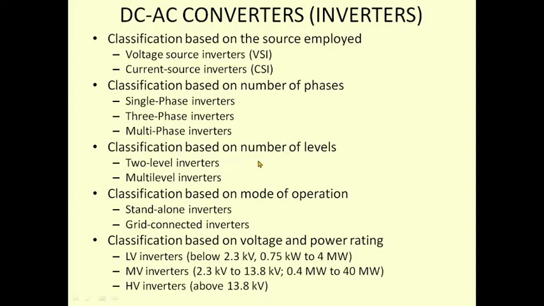Then we can classify on the basis of the number of levels. We are going to discuss the two level inverter in your third unit. But nowadays work is going on multi-level inverters. That means at the output voltage, because it is DC to AC, the output is AC. That AC should ideally be perfectly sinusoidal, but that cannot happen. But we can introduce a number of levels so that it is near to sinusoidal.